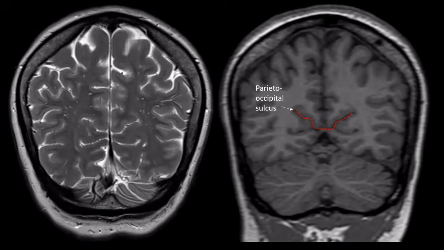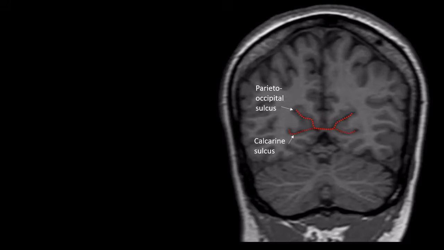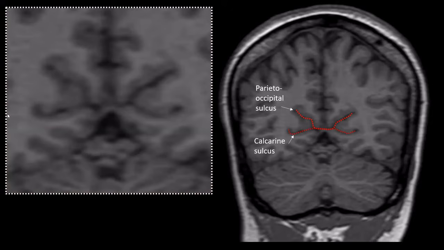This is the parieto-occipital sulcus on both sides, and this is the calcarine sulcus on both sides. And as you can see, we have a configuration shaped like the letter X. So if you want to find your primary visual cortex in the coronal plane, you can do that just as easily. Just look for the letter X. And I think I'm now going to show you the primary visual cortex on a magnification of this coronal image.